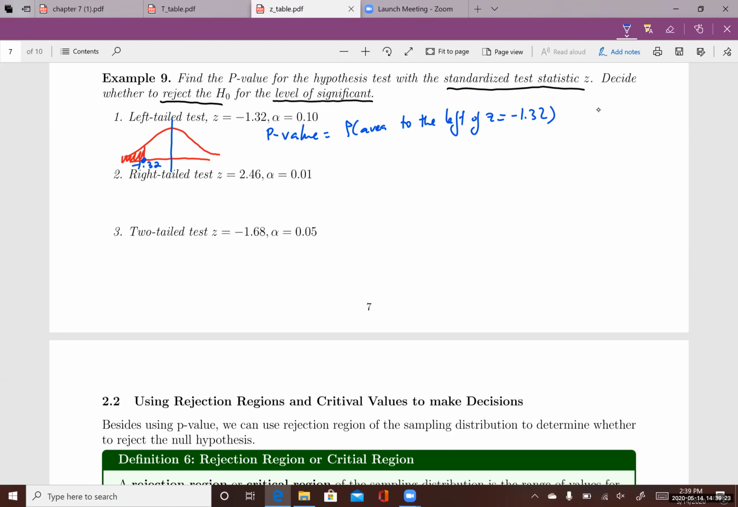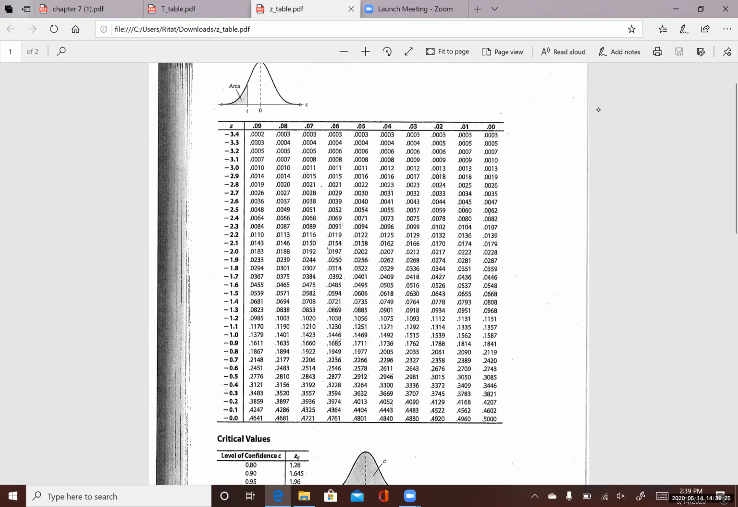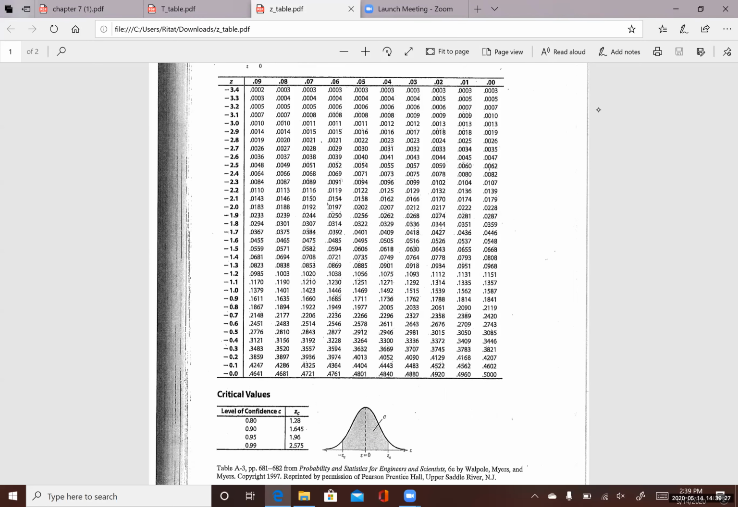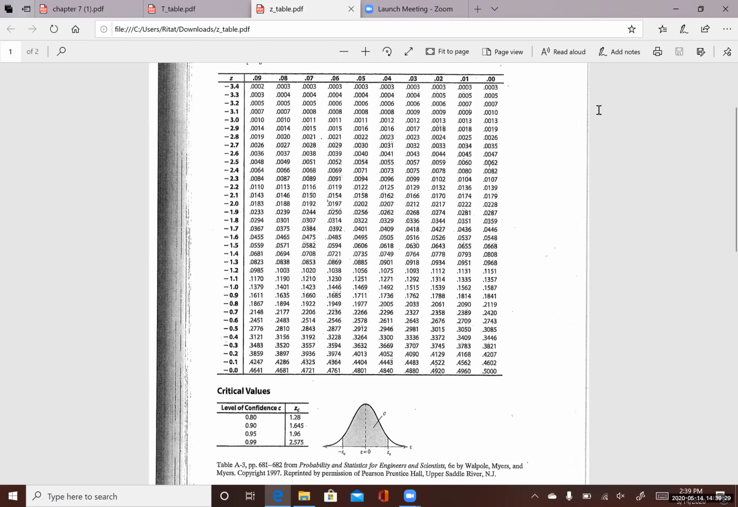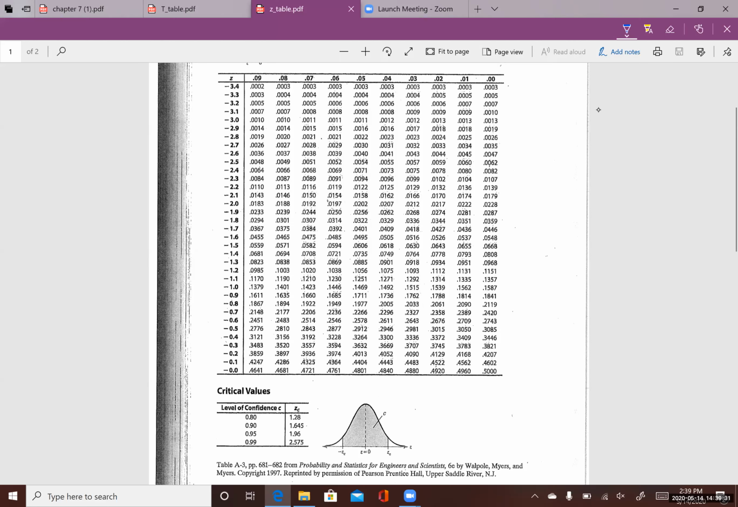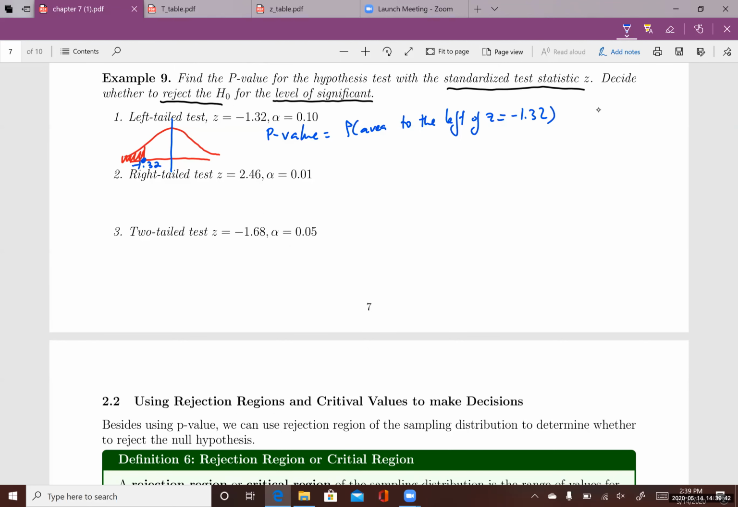If I go to the Z table, I know that my Z value is negative 1.32. So this is negative 1.3, go to negative 0.02 here. So I got 0.0934. So the p-value is 0.0934.